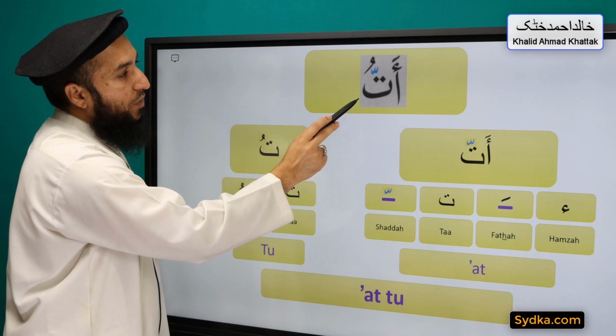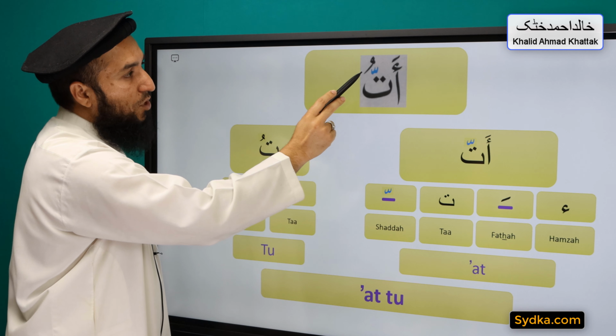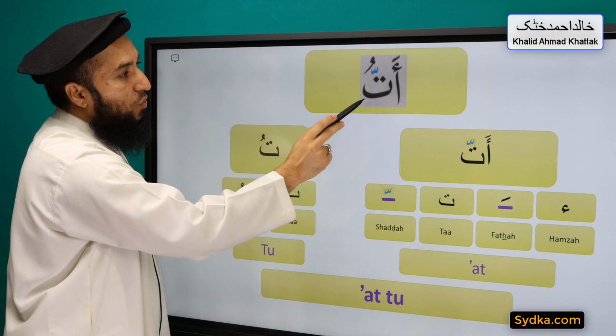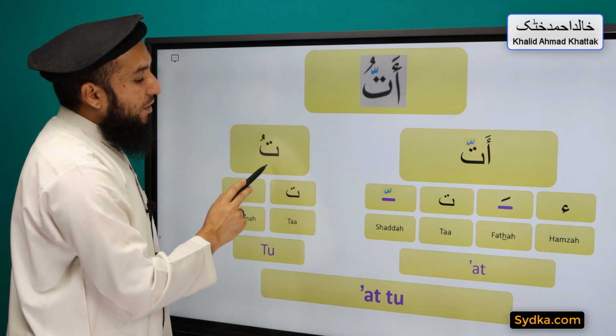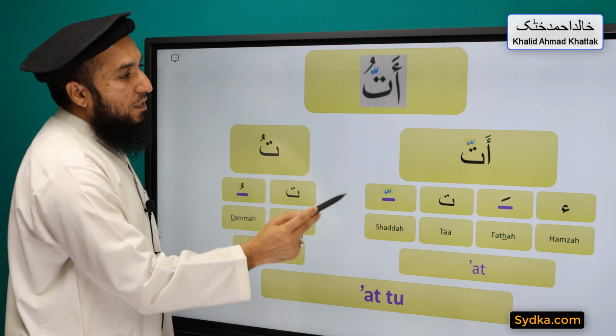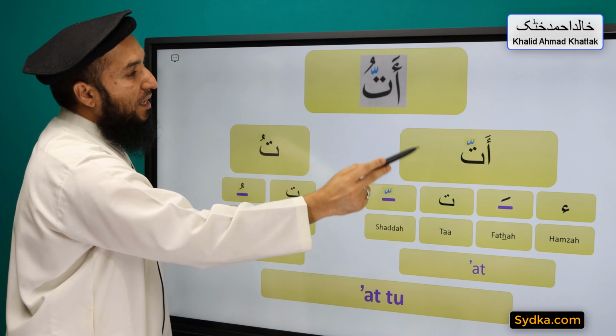The second syllable we have is ta dhamma tu. Ta is a light letter, it has dhamma on top of it and it is prolonged for one count. Ta dhamma tu. Combining both syllables together, we have attu, attu, attu.